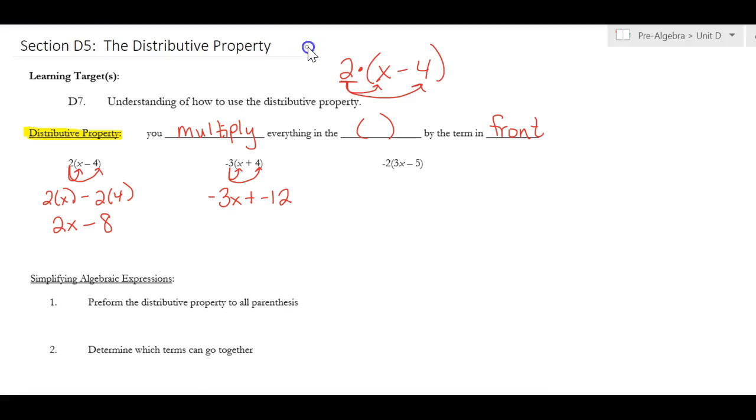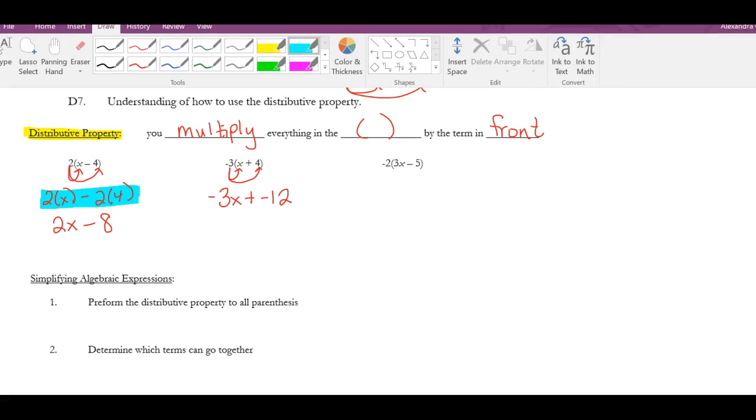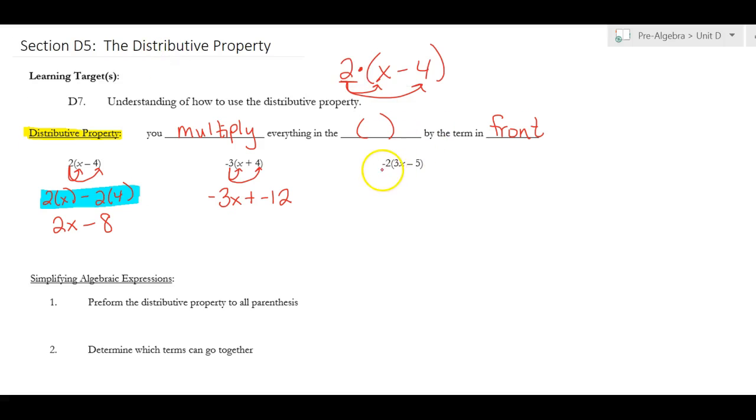Some people like to show this first step. It's not required, but if it helps you visualize what's going on, maybe you should do it. I'll do it for one more. So negative 2 times 3x minus, because there's a minus there, negative 2 times 5. Negative 2 times 3x is negative 6x. These two negatives here, I could circle and make them a plus, so it becomes plus 10. So that's what the distributive property is. You multiply everything inside the parentheses by the number that's in front.